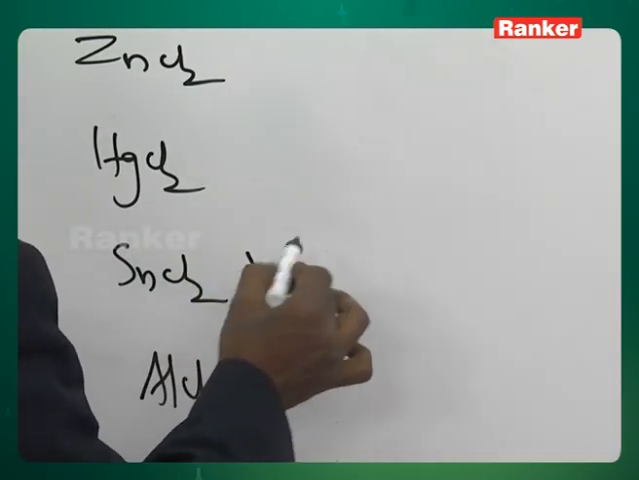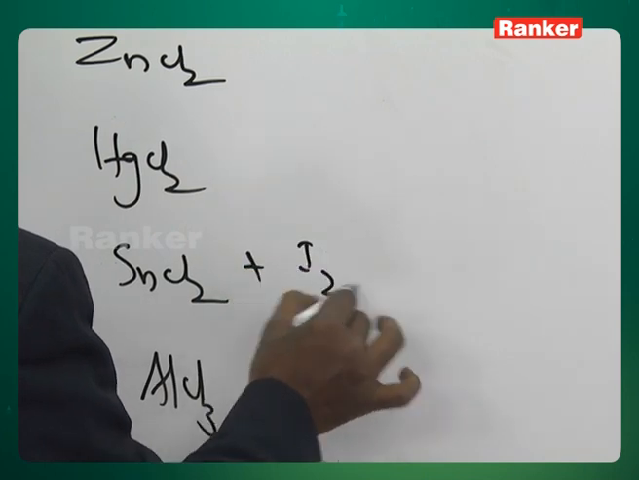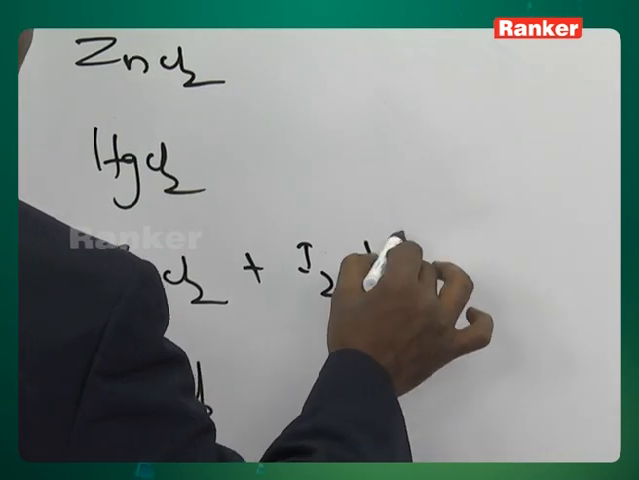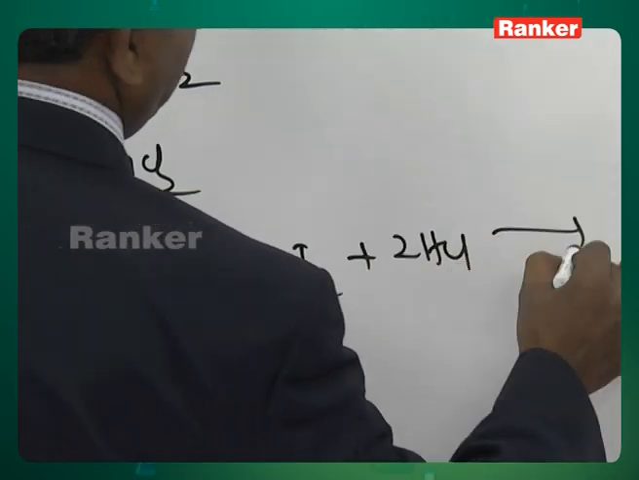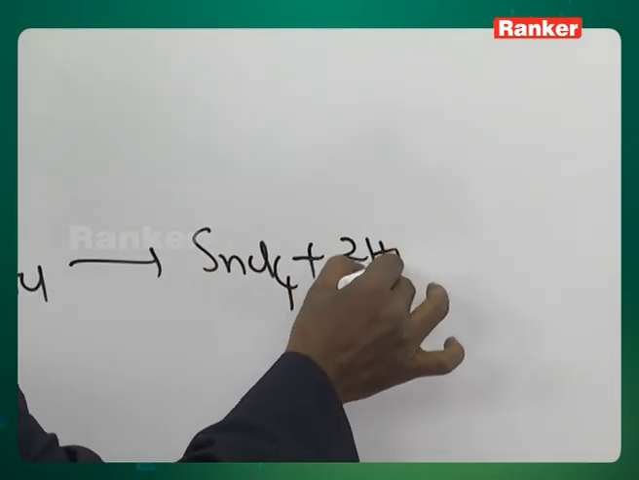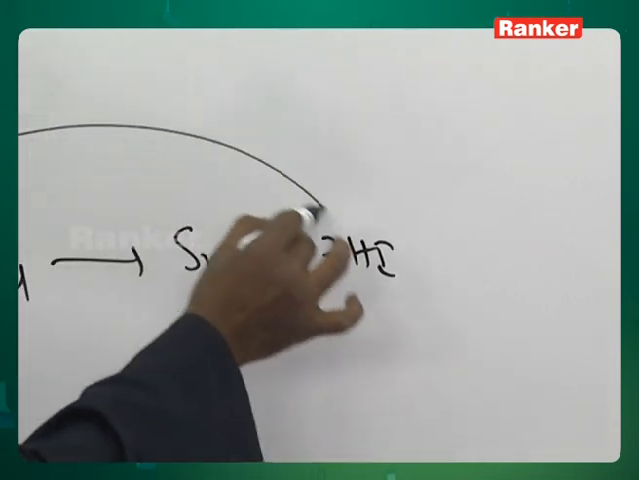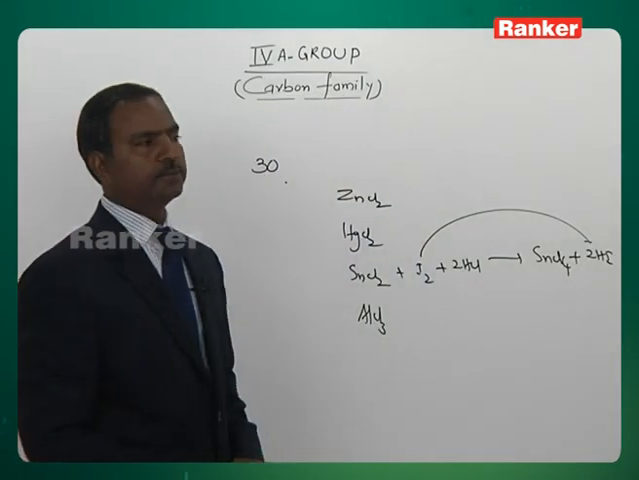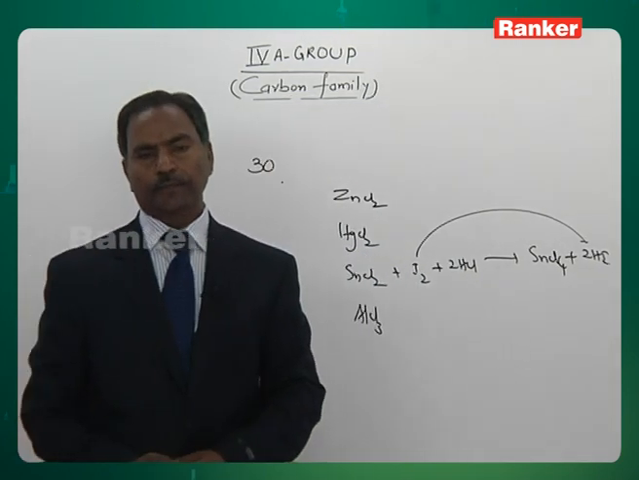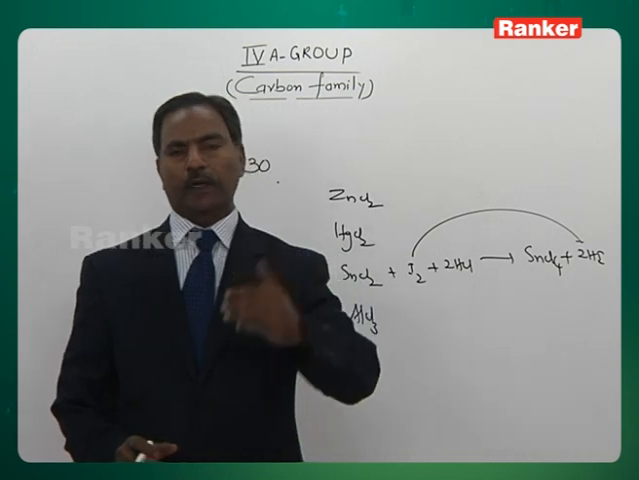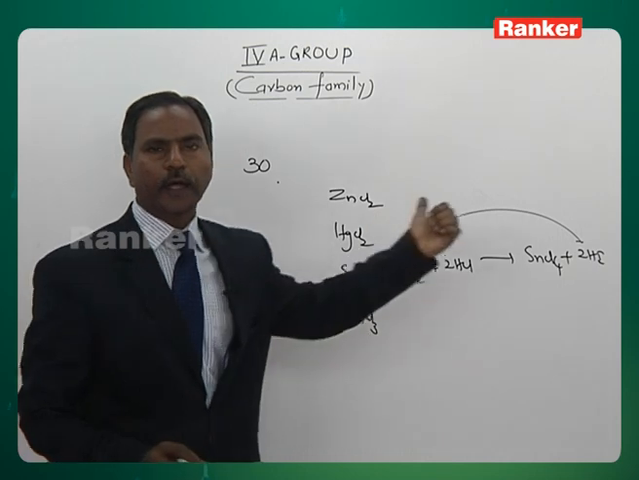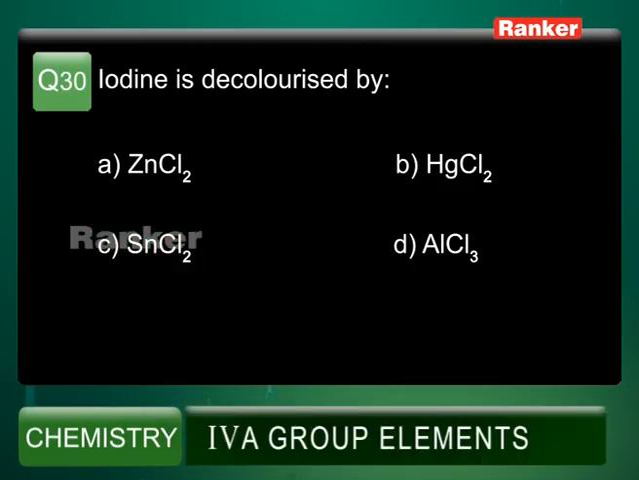Therefore, SnCl2 can convert I2 to 2HI in presence of HCl. Then the product is SnCl4 plus 2HI. See here, iodine is actually converted into HI, then iodine is actually decolorized. Therefore, question number 30, which can decolorize this particular iodine? Only SnCl2, the reducing agent reducing iodine to HI. Therefore, question number 30, answer is C.